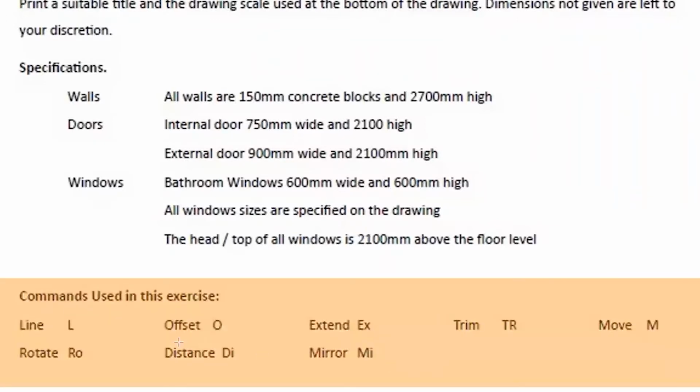It's good to highlight them. It's line, offset, extend, trim, move, rotate, distance, mirror. And I like to add another one that he didn't put here, copy, which is CO. CO is for copy. And that's another useful one that we'll be using from time to time.